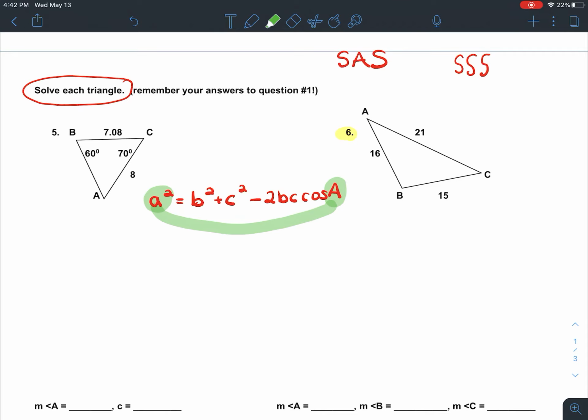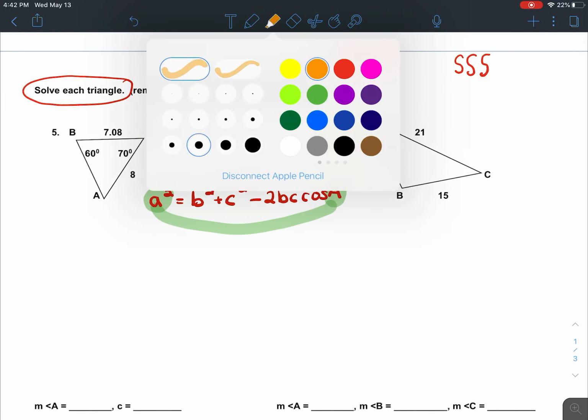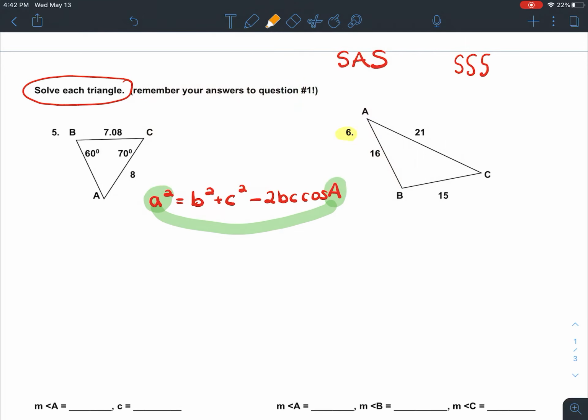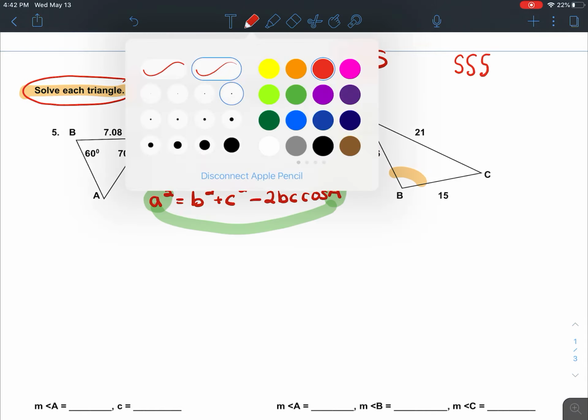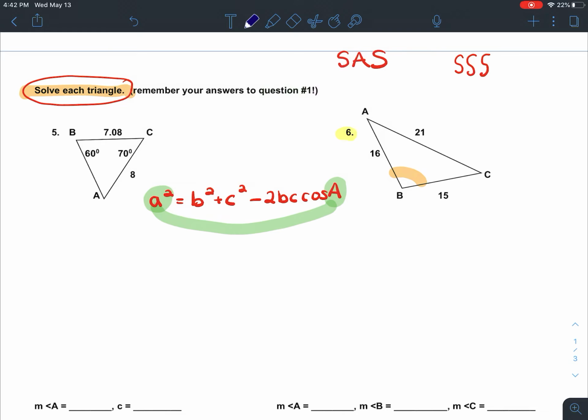Now, the other very important component is when this is asking you to solve the triangle, it is in fact asking you to find all the missing pieces, and we know that we would want to find all three angles. The order you find these does matter. So you need to find the largest angle first, which is obviously going to be opposite the largest side. So we are going to find angle B first.